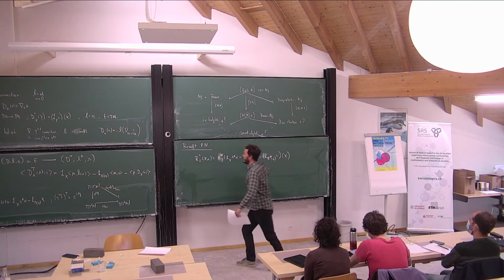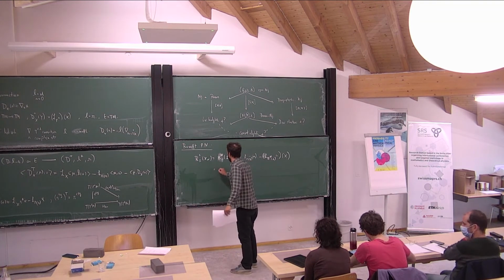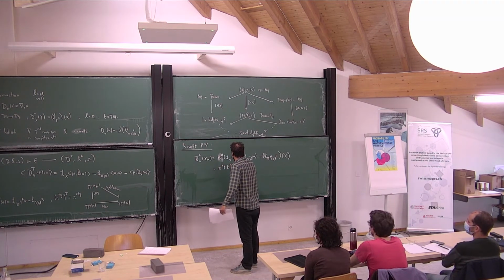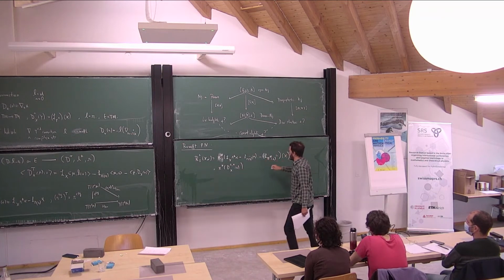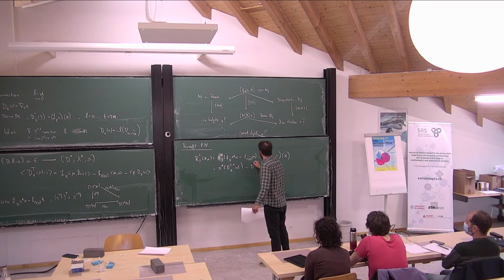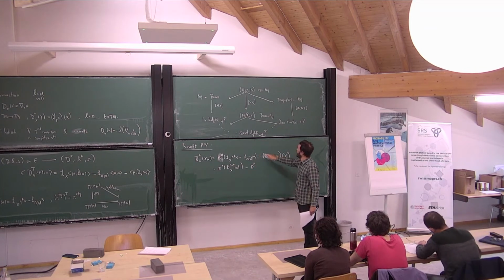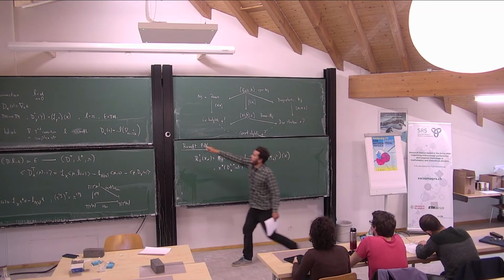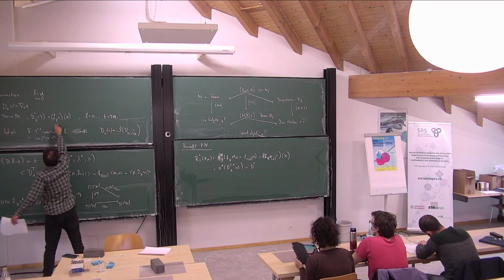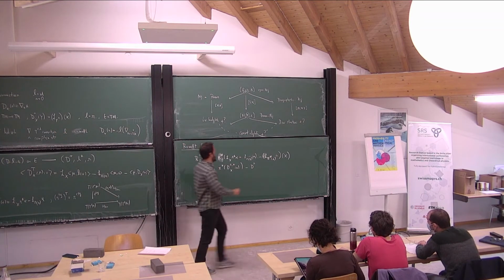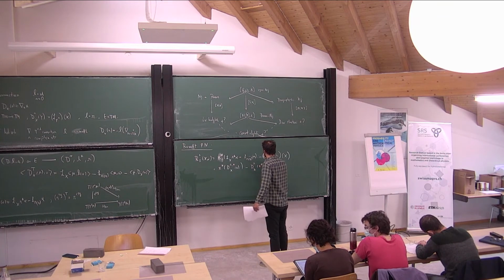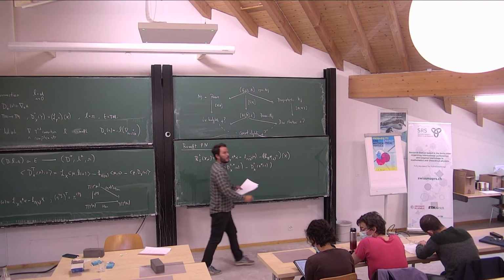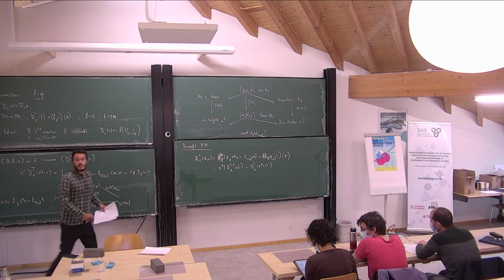Because this is exactly the dR star, so this can be written. And this is exactly the dR. Remember, dR was just taking the Lie derivative of R. So that makes much more sense.